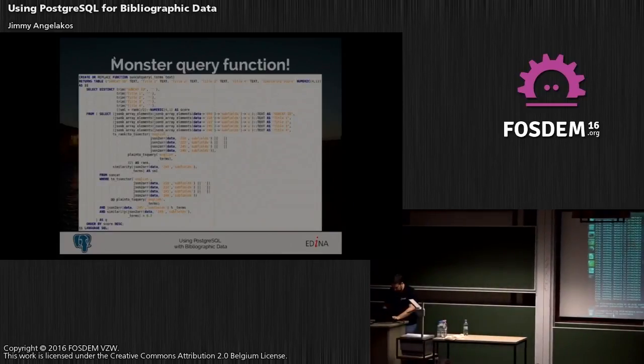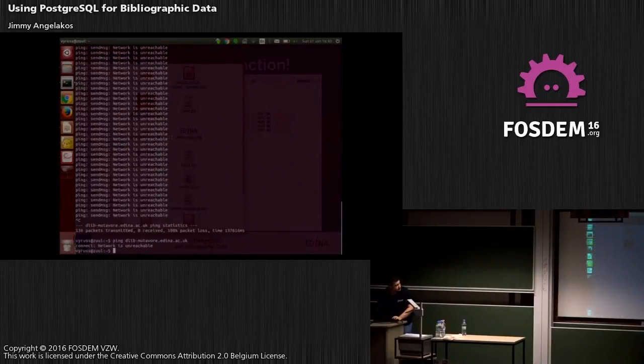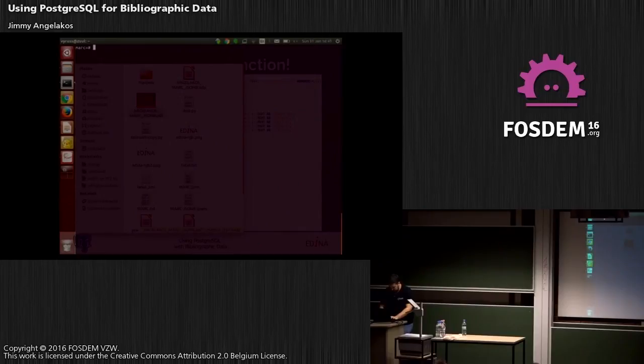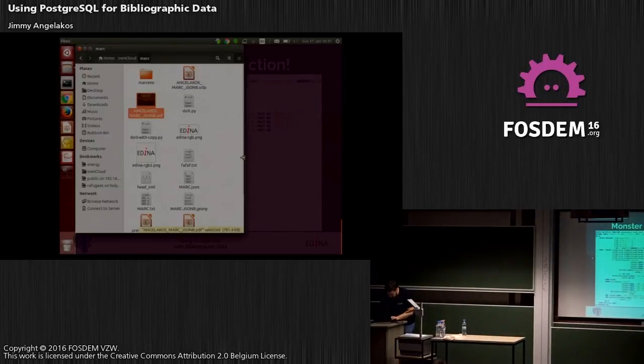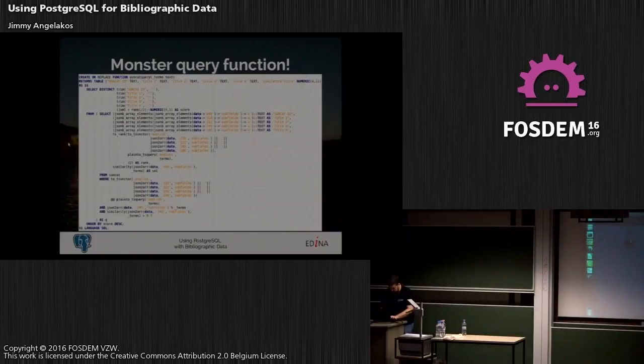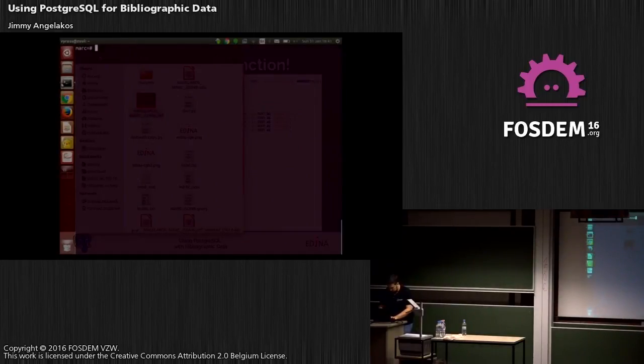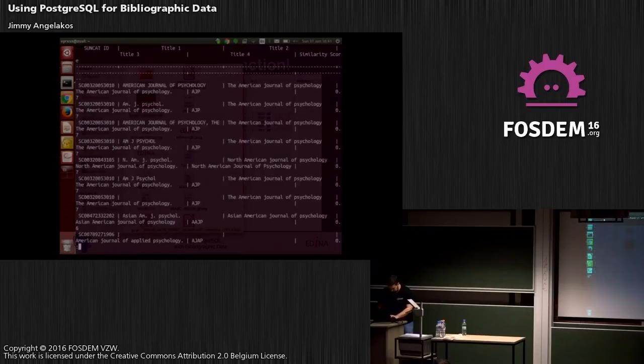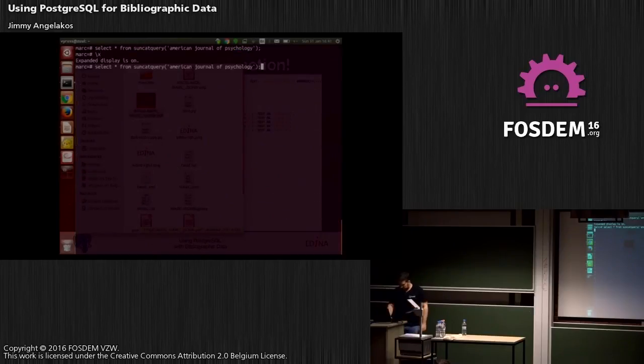So let me see if I can run this as an example. Can you see the text? What did I call the function? Suncat query. So let's see. Remember, this is a 6-year-old laptop, and these aren't useful results, so let's change to extended display. And there you go.